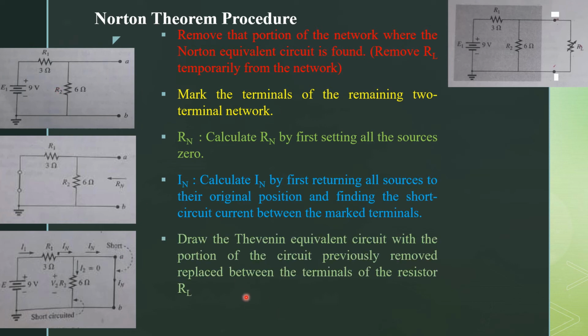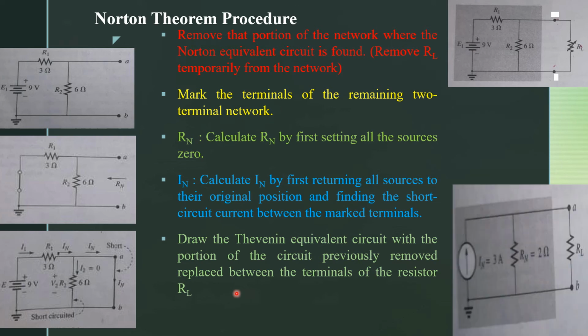Draw the Norton equivalent circuit with the portion of the circuit previously removed replaced between the terminals of the resistor RL. So this is basically the Norton equivalent circuit for that shaded region.